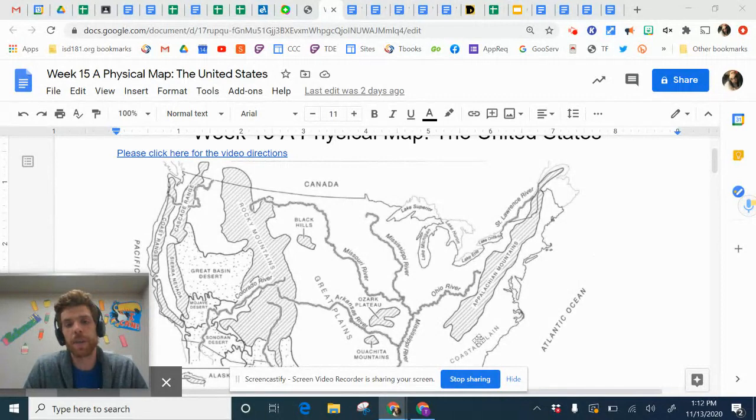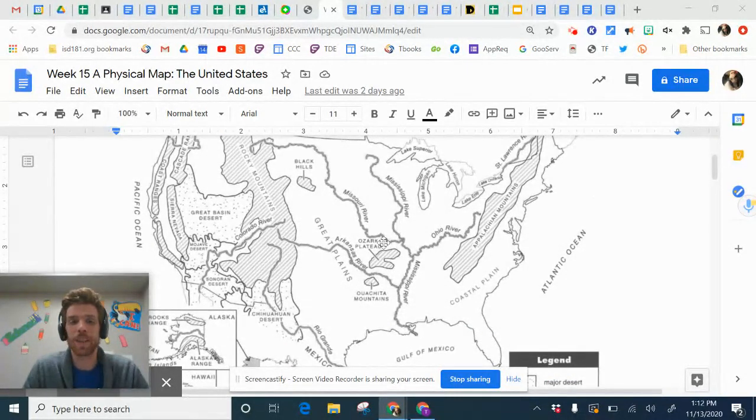So here's the Great Plains, Appalachian Mountains, Rocky Mountains. We do have some deserts here. We have the Great Basin Desert that we've talked about before. We have the Sonoran Desert here, the Mojave Desert right here. We have the Great Lakes, Lake Superior, Michigan, Huron, Erie, and Ontario. They funnel into the St. Lawrence River and then out into the Atlantic Ocean.